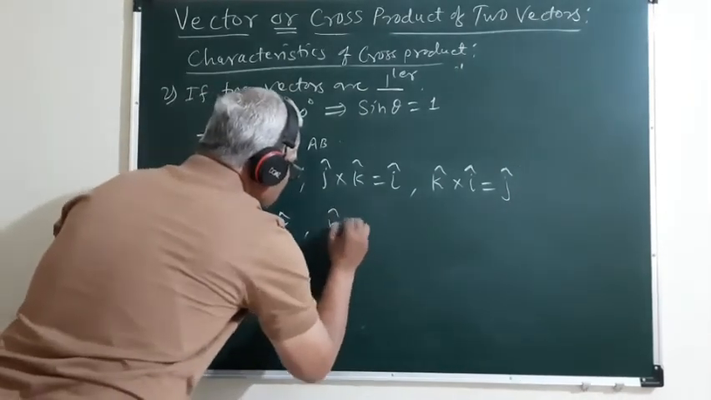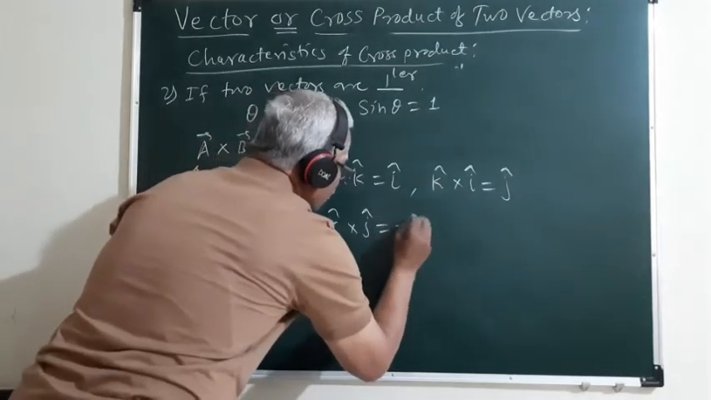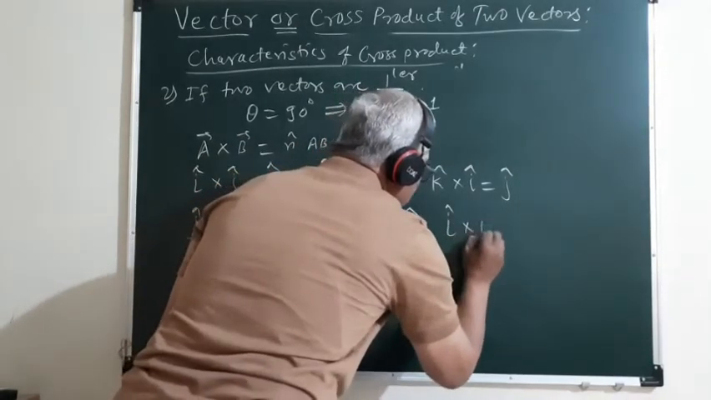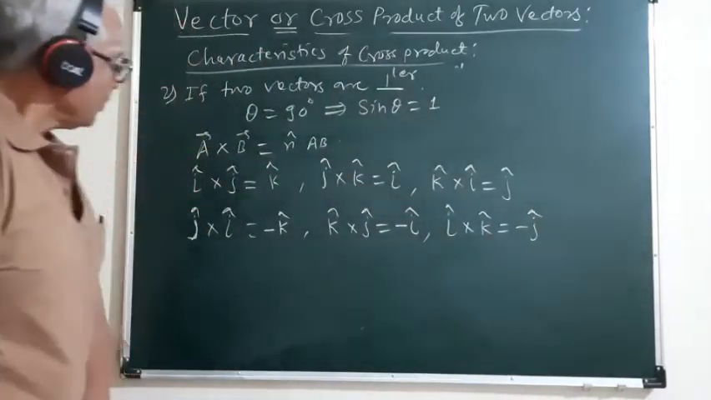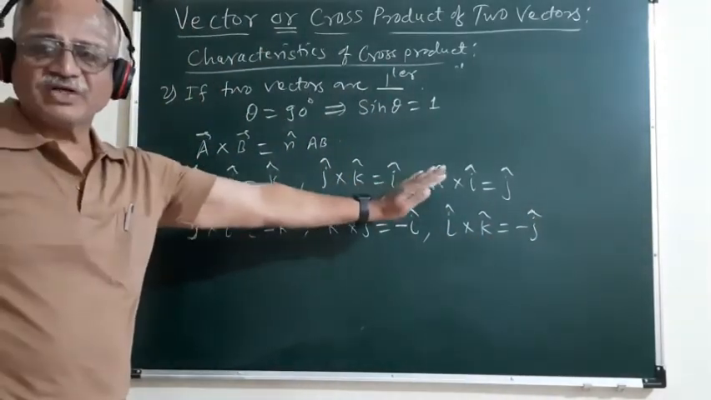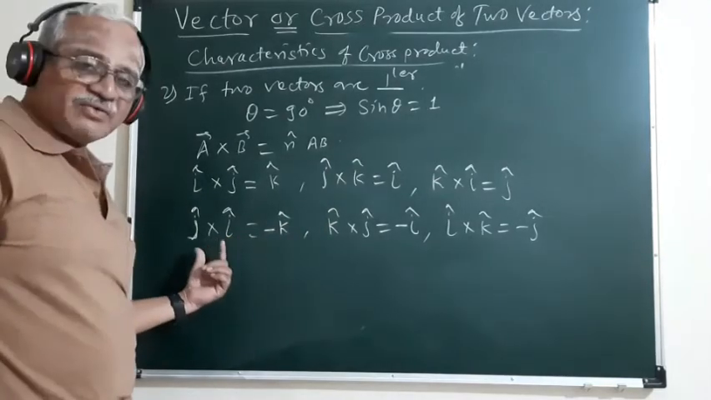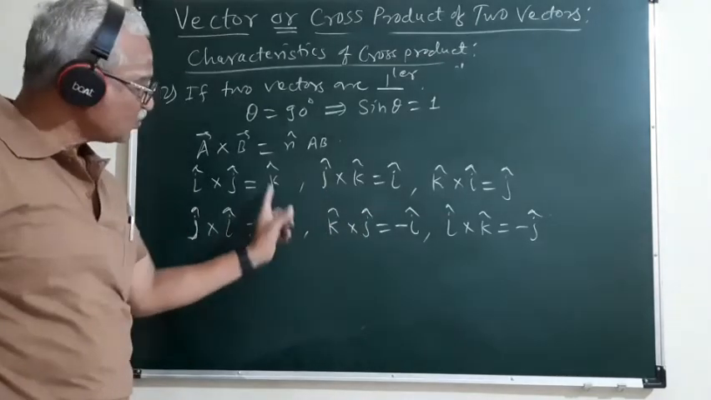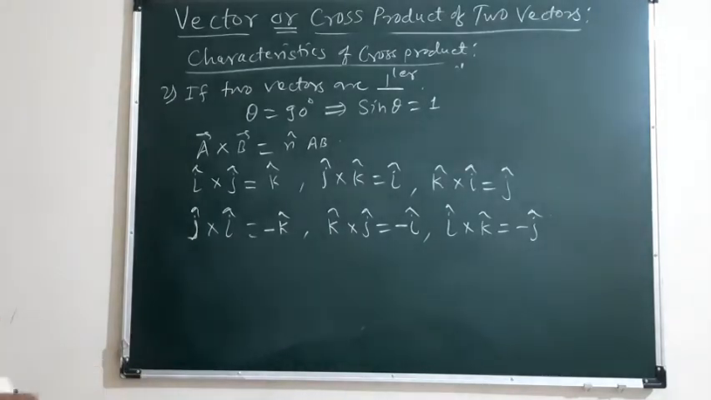The cross product k cap cross j cap will be equal to minus i cap, and the cross product i cap cross k cap will be equal to minus j cap. So if the cyclic order of these unit vectors is reversed, the direction of the resultant vector representing the cross product of these unit vectors also gets reversed, right? Okay, so this is the second characteristic of the cross product.